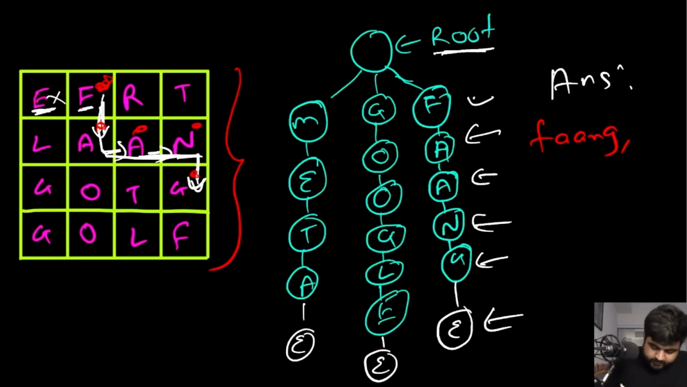And okay, now the next character is R. R is not a child of any of these root nodes. Next one is T. T is also not a child. L is not a child. These are all visited. Now this G. G is actually a child. So now it becomes easy. Now we will have to start iterating over. Okay, so we are at this position G. Now the next element is O, and O is also a neighbor over here. Okay, which is good.